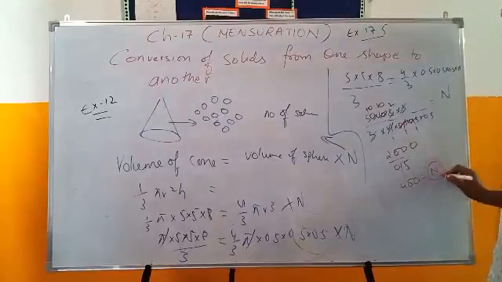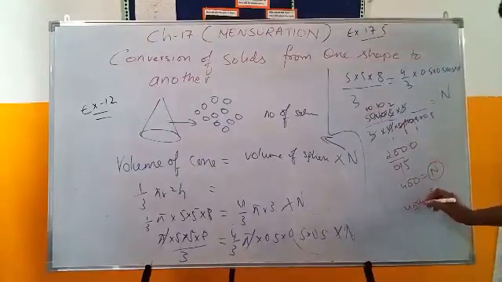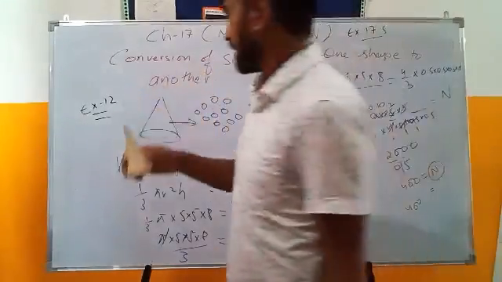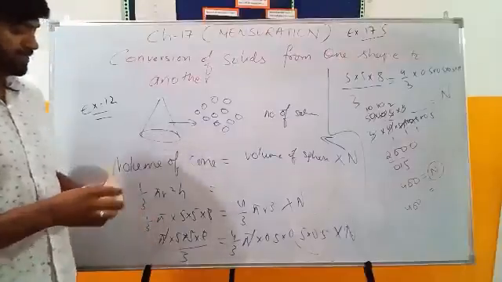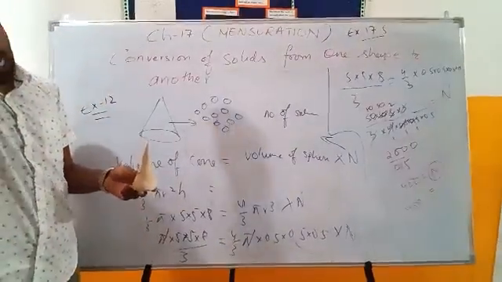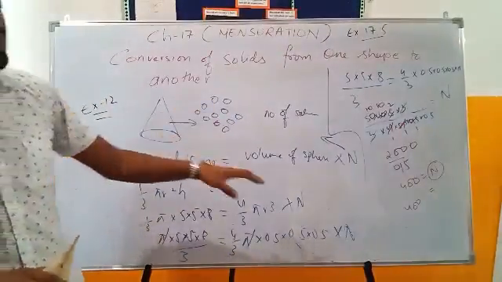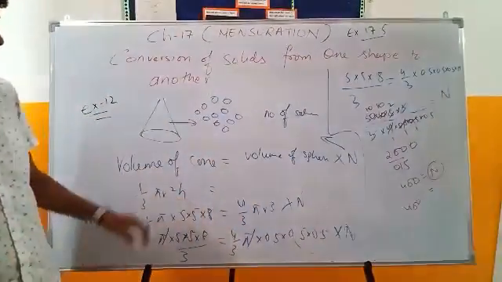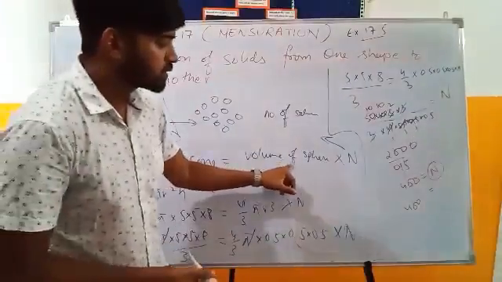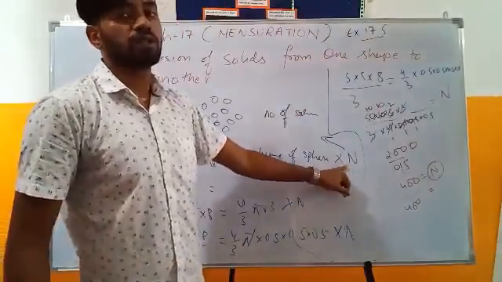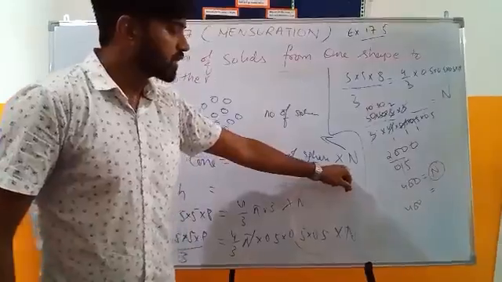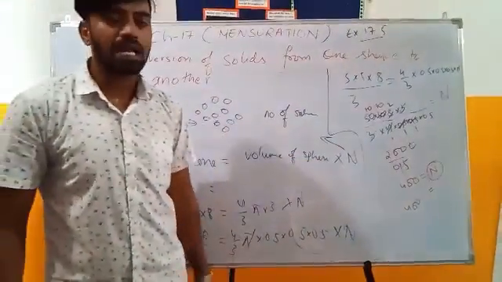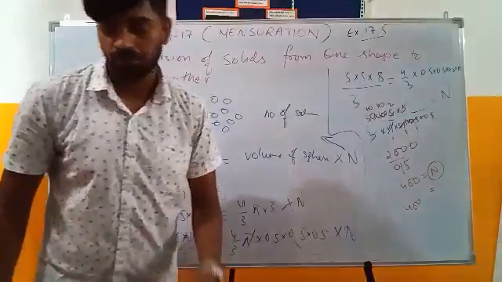What is n? n is the number of spheres. So how many small spheres can be made out of this cone, if the radius is 5 centimeter and the height is 8 centimeter? 400 spheres can be made out of this. That's how you do this kind of question, by keeping the volume equal. If the spheres are small, then the number of spheres will be multiplied with the volume. The whole question depends on the statement that I write in the form of an equation. Have a good day.